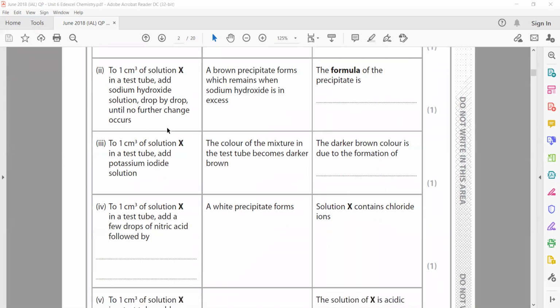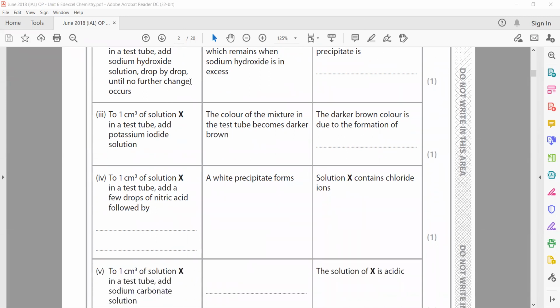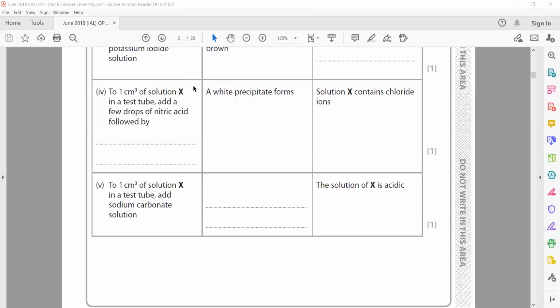To 1 cm³ solution of X, add nitric acid followed by silver nitrate, AgNO3. It gives a white precipitate, and it confirms a chloride ion is there. You will write in words, I just wrote the formula here. To 1 cm³ solution X, add sodium carbonate, and since the solution is acidic, it will give fizz, bubbles, effervescence.